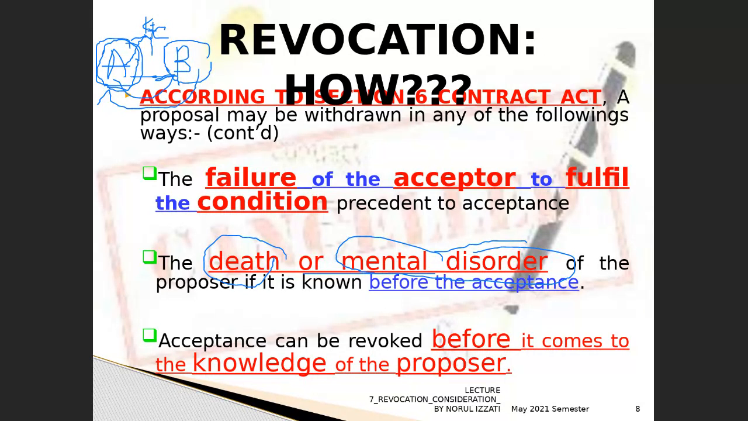And the last one, acceptance can be revoked before it comes to the knowledge of the proposer. So this is in terms of the acceptance. That means, let's say B has the intention to revoke, and he wants to communicate it by posting a letter, but the letter has not reached A yet. Once it reaches A, we can say that the contract is formed, then you cannot revoke.